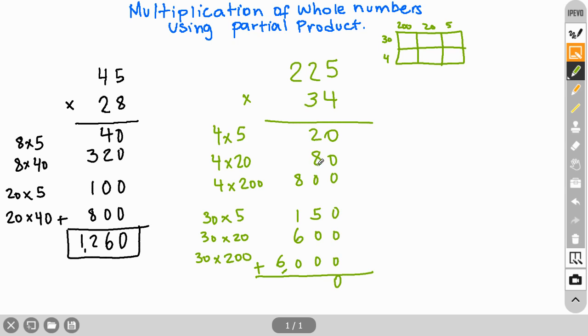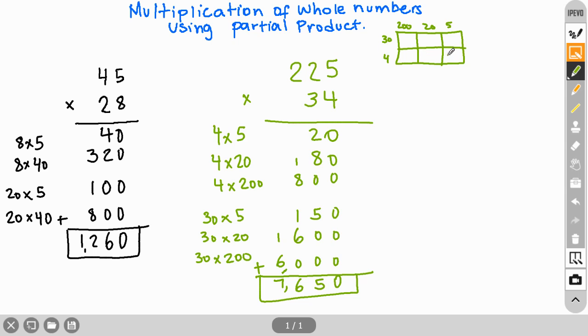8 plus 2 is 10. 10 plus 5 is 15. Carry 1. 8 plus 1 and 1 here. 8 plus 2 I know equals 10. 10 plus 6 equals 16. 1 goes over there. 6 plus 1 equals 7. So it's 7,650.